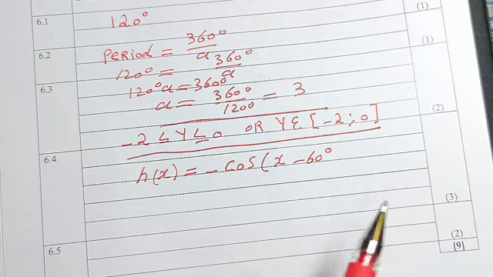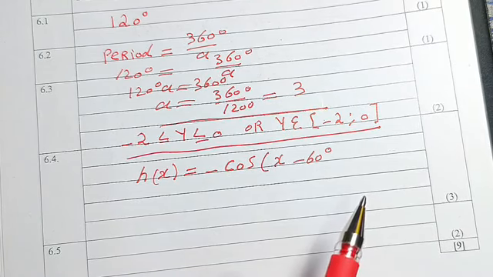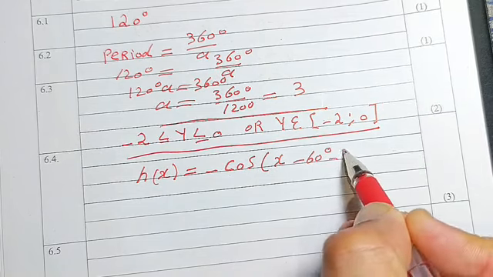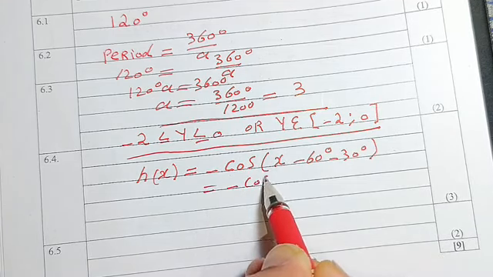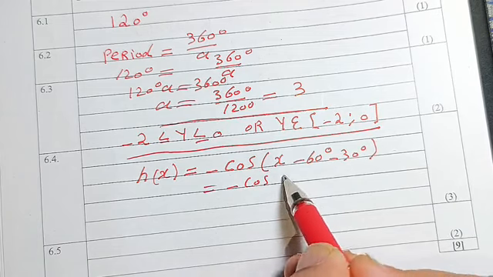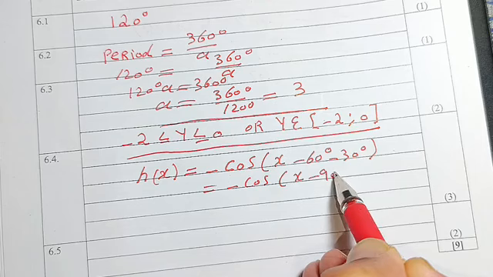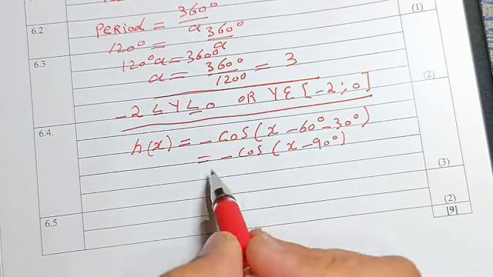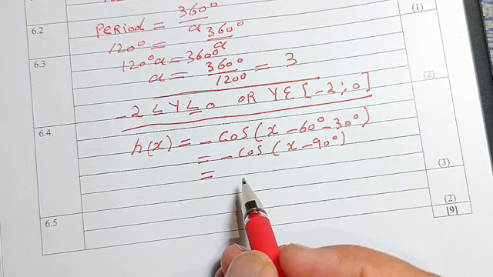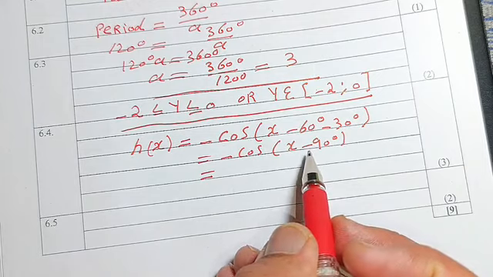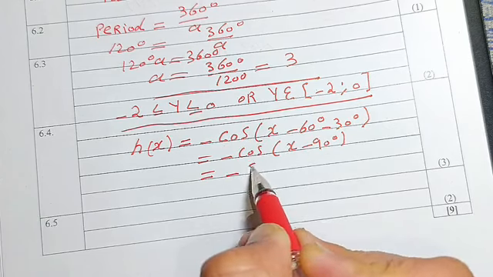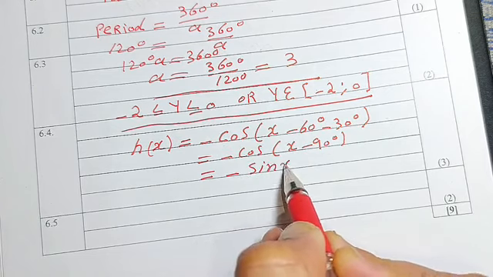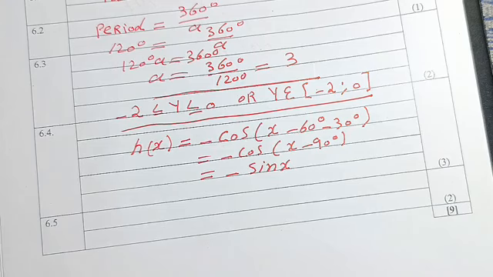Shift 30 degrees to the right, so minus 30 degrees. Now I'm going to simplify. This is going to be negative cos and this becomes x minus 90 degrees. Now I can further solve here because I can use the co-ratio. So cos of x minus 90 degrees is sine x. So it's going to be negative sine x, because cos is going to change to sine. So this is my final answer.